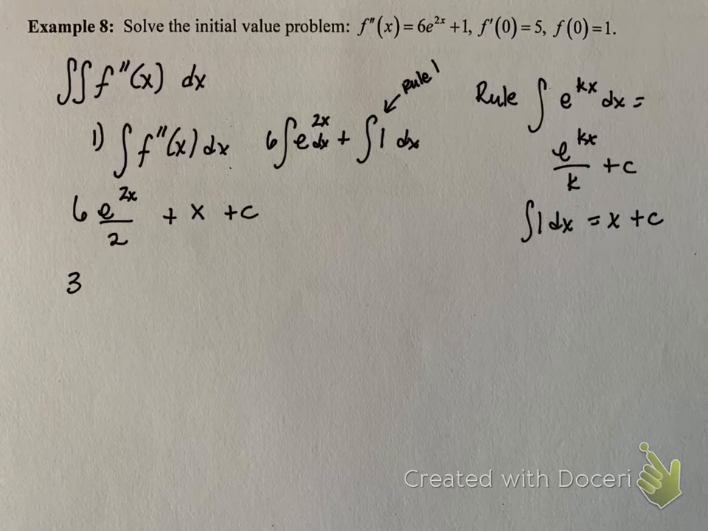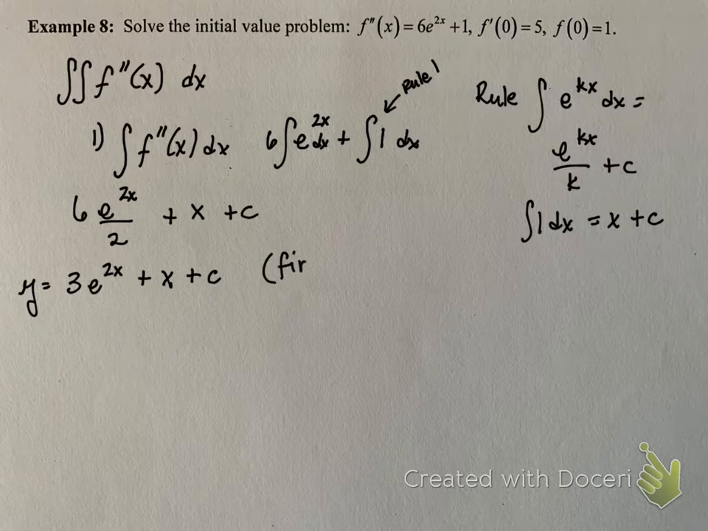So let me rewrite this. So y equals, 2 goes into 6 3 times, so 3e to the 2x plus x plus c. Remember that this is the first derivative, because I just integrated one time, okay?